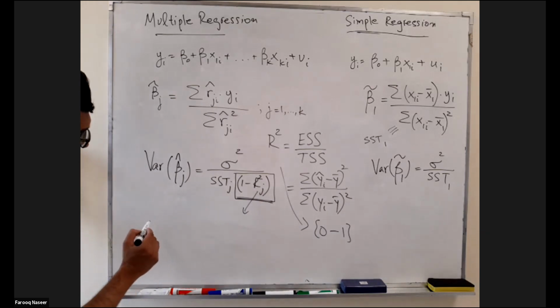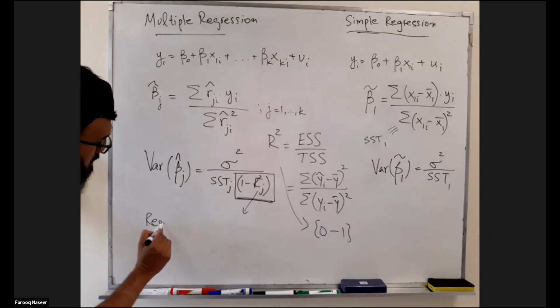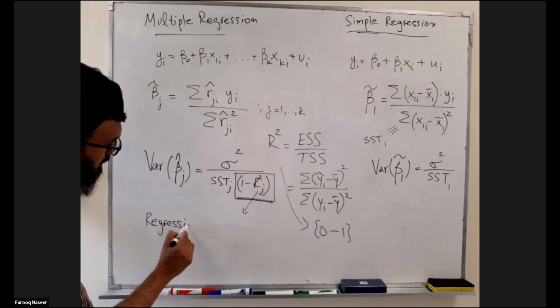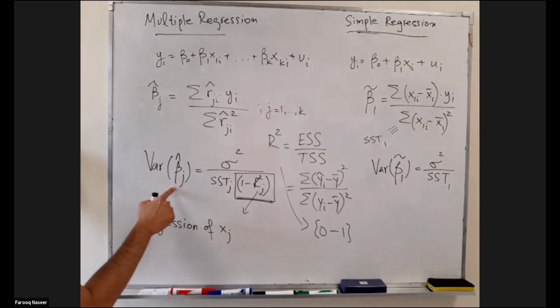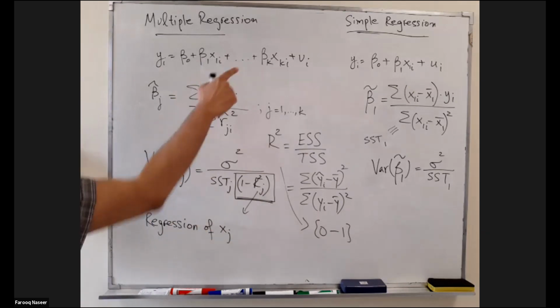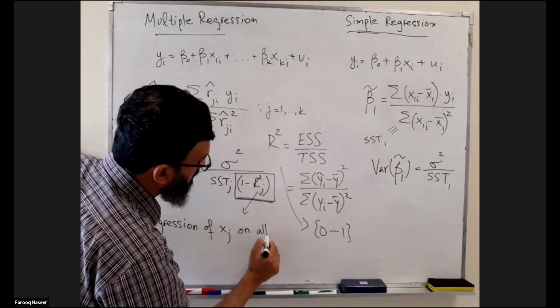This is the r squared of that extra regression that we were running, the auxiliary regression. It is the r squared of the regression of xj, since we are talking about the coefficient beta hat j of xj, on all other x variables.